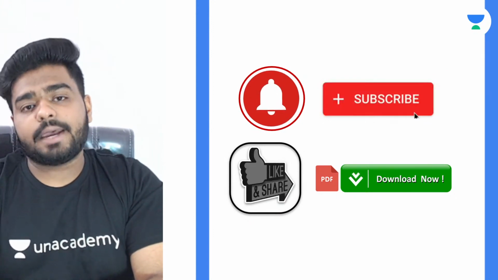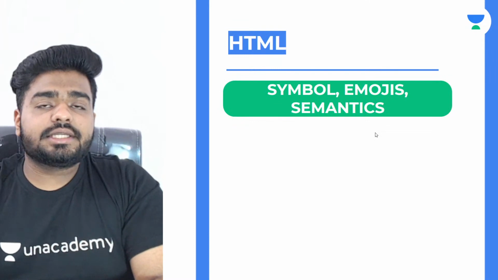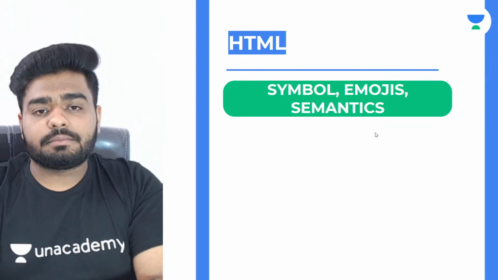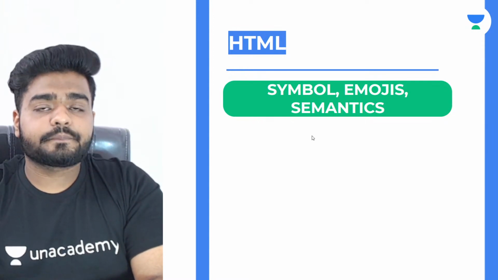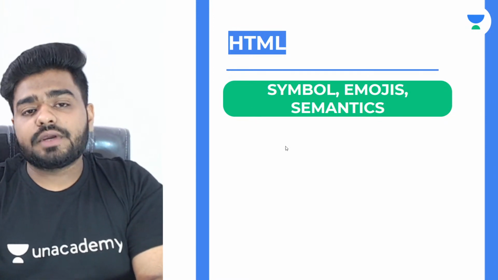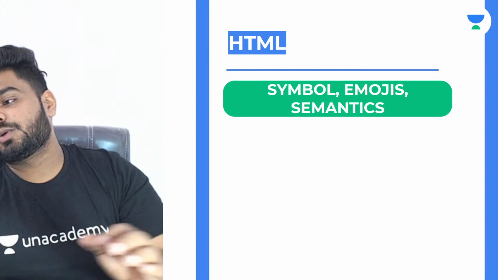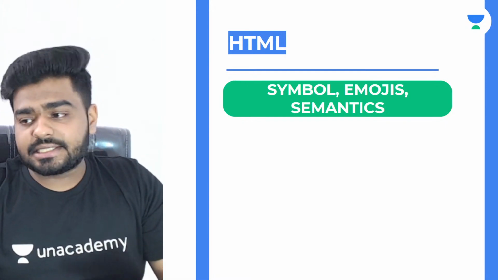Okay. Let's get started with today's topic, which is HTML symbols, emojis, and semantics. We have already seen entities and embed. So now we are in symbols, emojis, and semantics. So without wasting much time, let's get started.